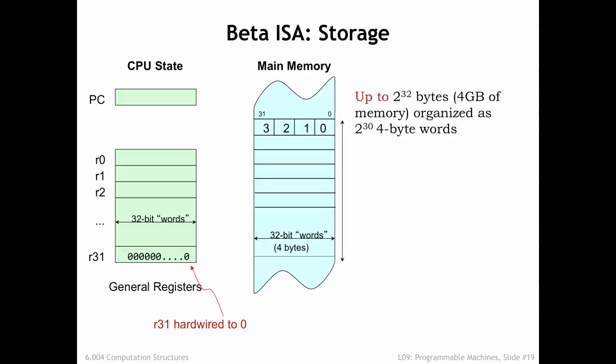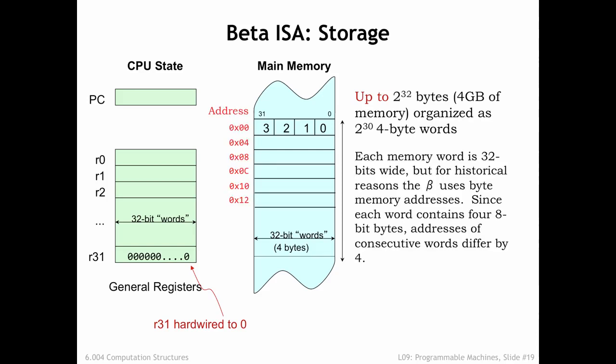Main memory is an array of 32-bit words. Each word contains 4 8-bit bytes. The bytes are numbered 0 through 3, with byte 0 corresponding to the low-order 8 bits of the 32-bit value, and so on. The beta ISA only supports word accesses, either loading or storing full 32-bit words. Most real computers also support accesses to bytes and half-words.